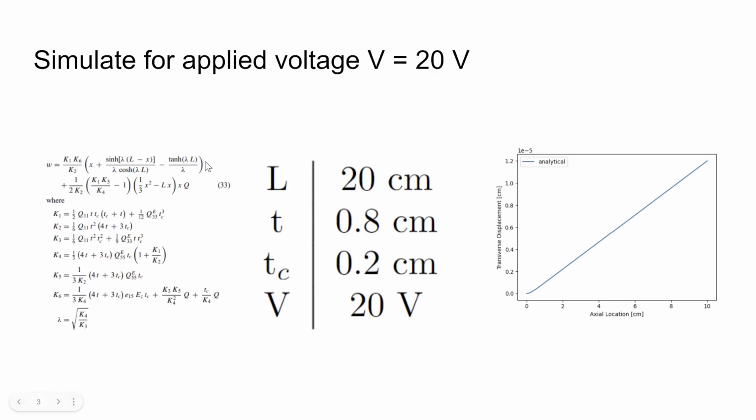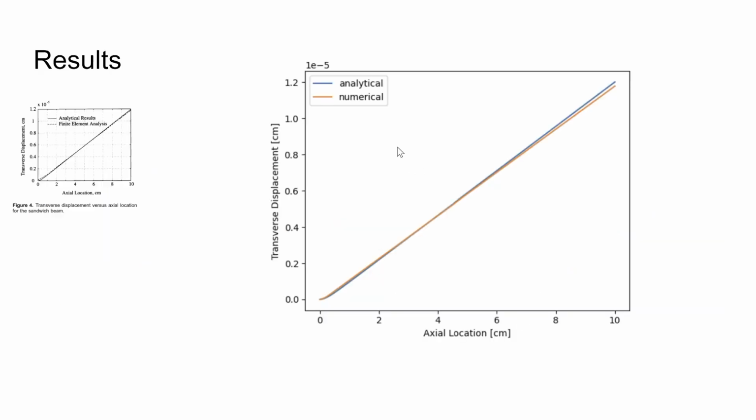we can see in the paper we have this analytic formulation. We took those material parameters, the geometric parameters of length of 20 centimeters and thickness of 0.8 and 0.2 for the aluminium and piezoelectric material layer respectively, and a voltage of 20. And that is what we would expect from the analytical formulation. It shows the transverse displacement, so the displacement in that direction along the x-axis, along the length of the beam.